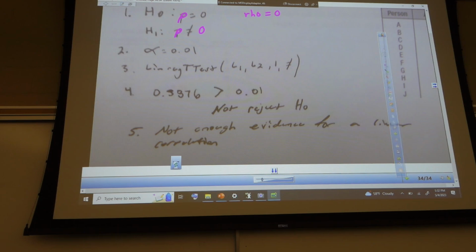Number 3, LinRegTTest, L1, L2, frequency 1. What did you get for your p-value? It looks like it's 0.3876. What did you get for your r? I got 0.307, I think it was. Yeah, 0.307. Yep.